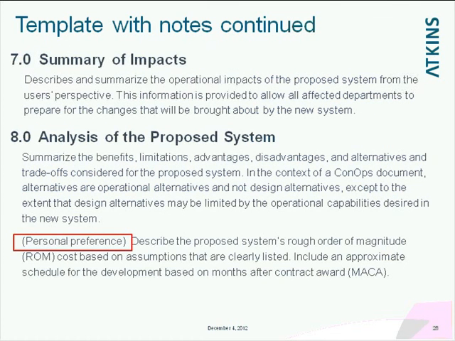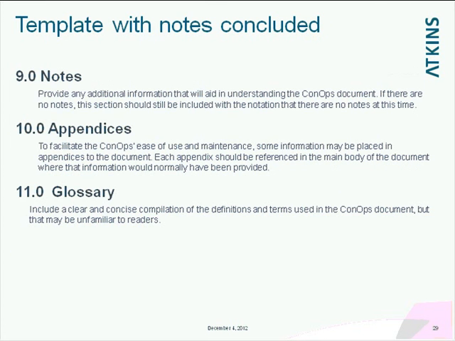Then you write a summary of impacts. So if you build the system, what impacts will there be in the environment, in the people, in the users, the operational? You summarize it there. And then you provide a detailed analysis. And my personal preference, again, is to do the rough order of magnitude cost and schedule based on months after contract award, just to get some feel for what it is going to take to do this. Notes, appendices, and glossary, that was pretty standard.